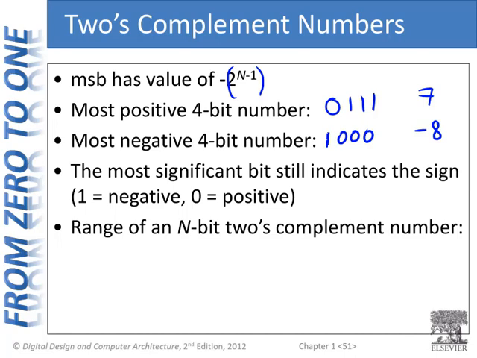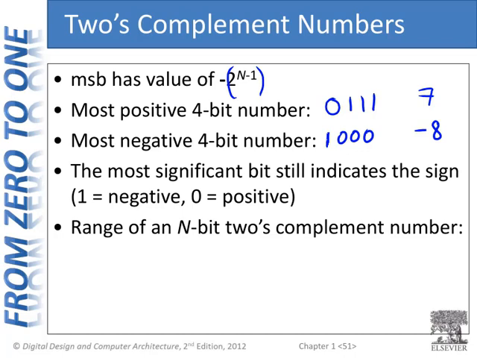So the most significant bit still indicates the sign. That most significant bit is going to be 1 if it's negative, 0 if it's positive. And so that's also a useful thing for us. We can just look at that most significant bit to figure out the sign of the number, even though it's not officially the sign bit.